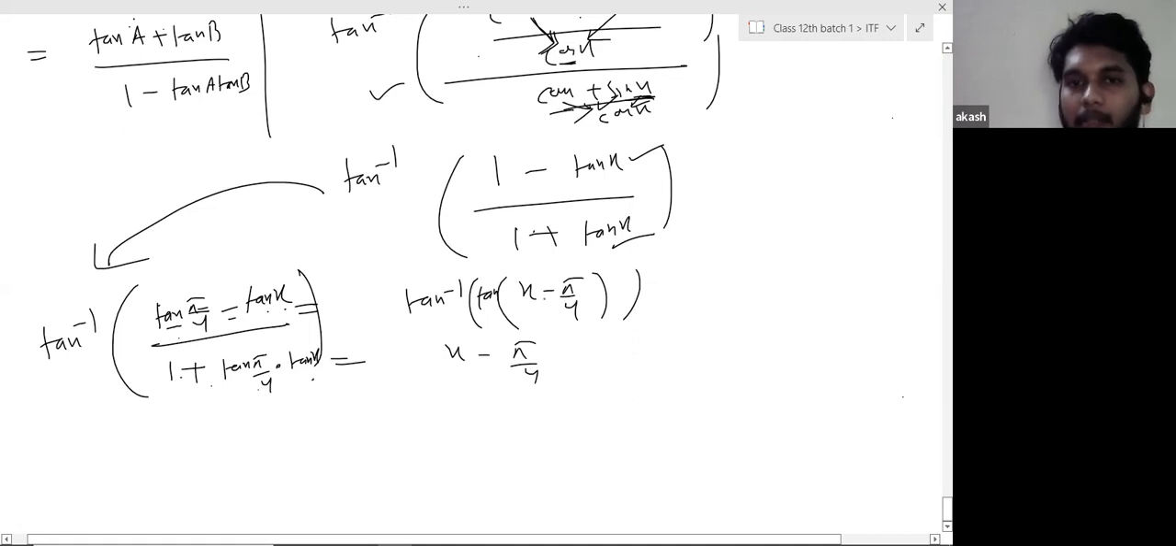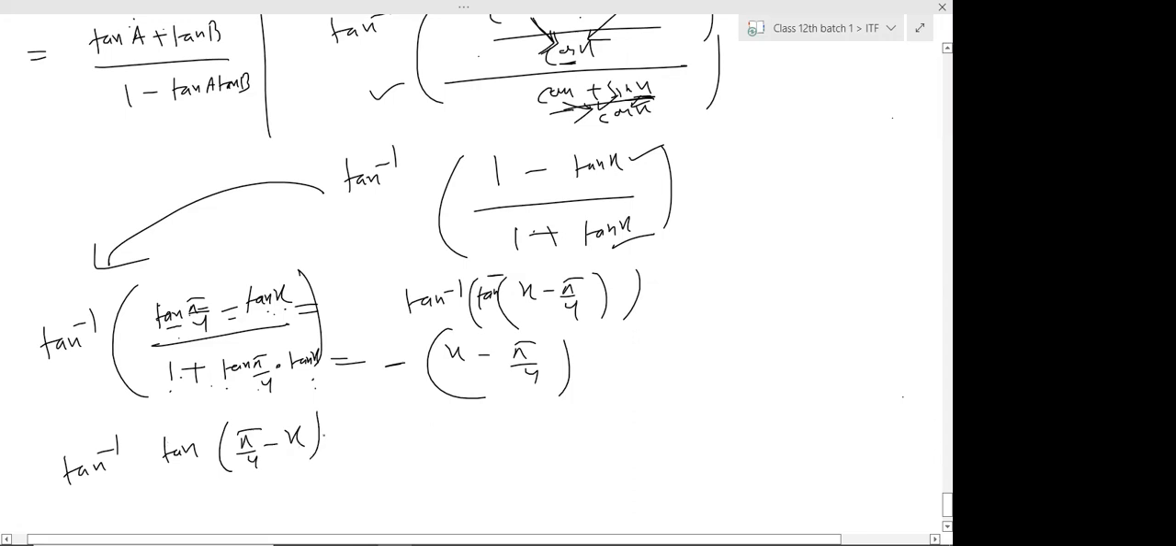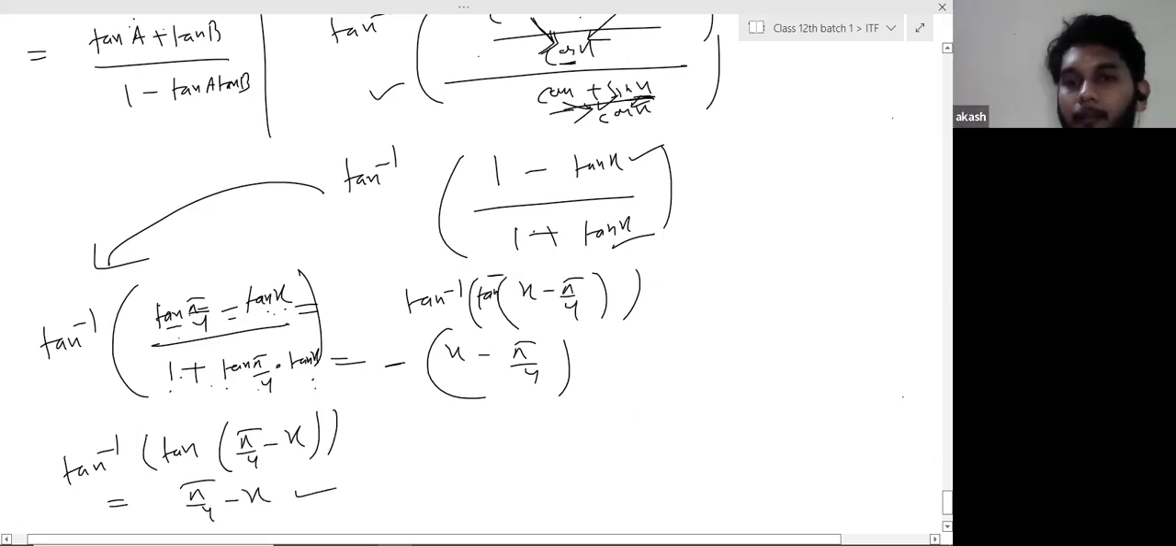And again, I made a little mistake here. We have to multiply a negative sign here, right? This is tan of pi by 4 minus x. All right. Tan a minus tan b upon 1 plus tan a tan b. So again, we can use the formula, Krishna, pi by 4 minus x, right? Tan a minus b. Yes, sir. Now is it clear? Yes, sir.